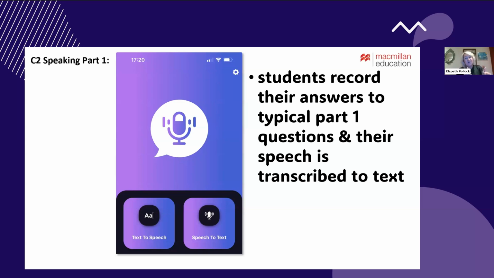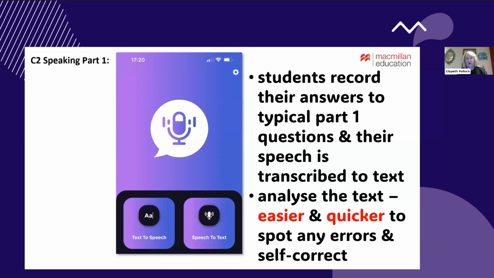Their speech is transcribed to text, and then it's so much easier and quicker to spot those mistakes, those fossilized errors. They can see them in this transcribed speech that they've got, and they can self-correct. So that really does help improve their part 1 answers to questions at C2 level.